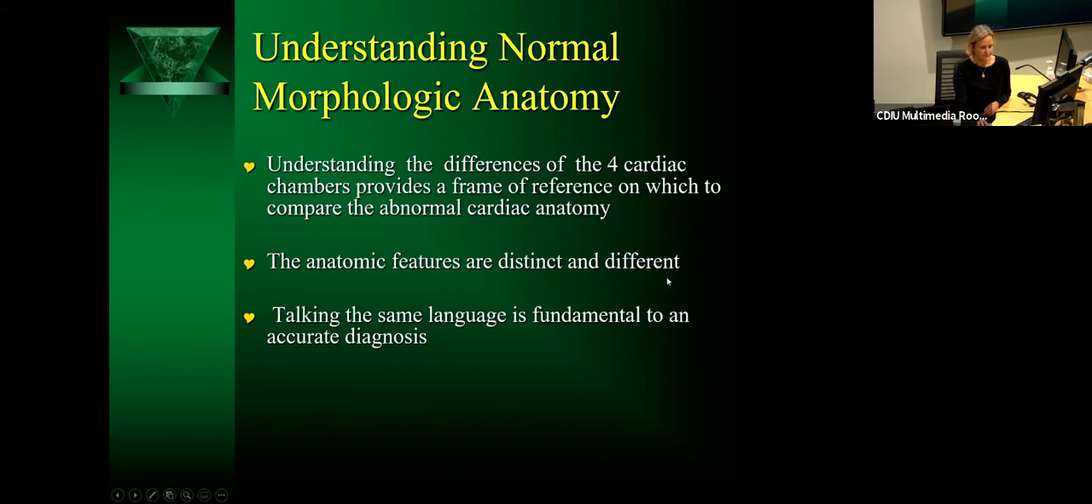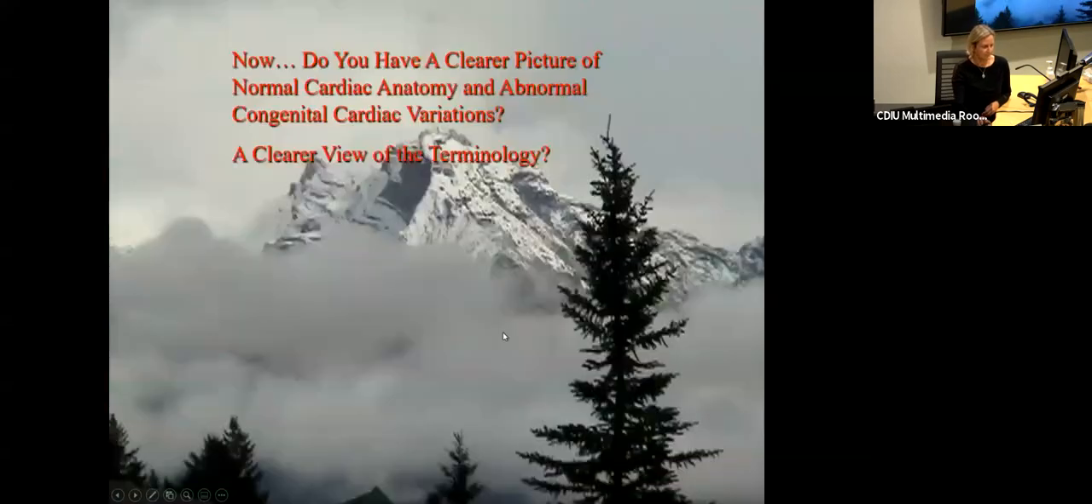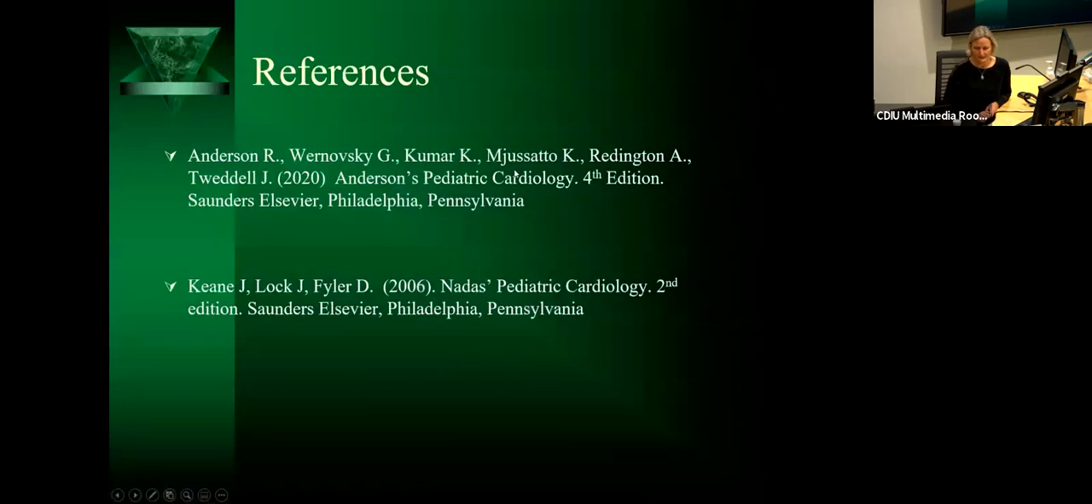So the anatomic features are distinct and different. We saw that between the right atrium, the left atrium, the right ventricle, and the left ventricle. And it's good that if we're able to talk the same language, it is fundamental. So hopefully now you do have a bit clearer of a picture of normal cardiac anatomy and abnormal congenital cardiac variations, and a clearer view of some of the terminology that we find on CAS sheets.